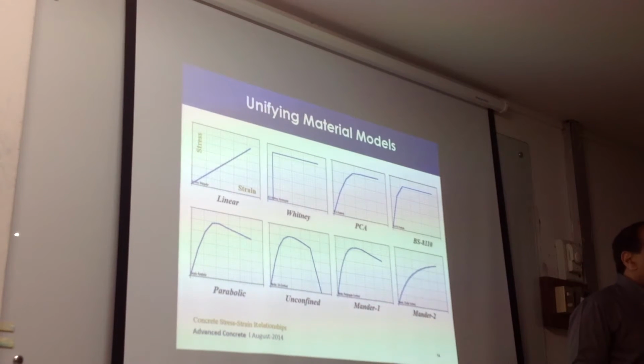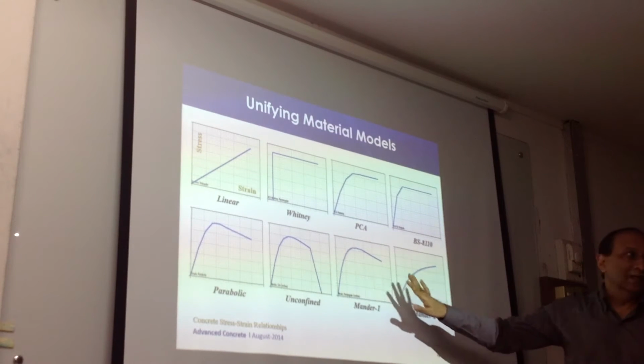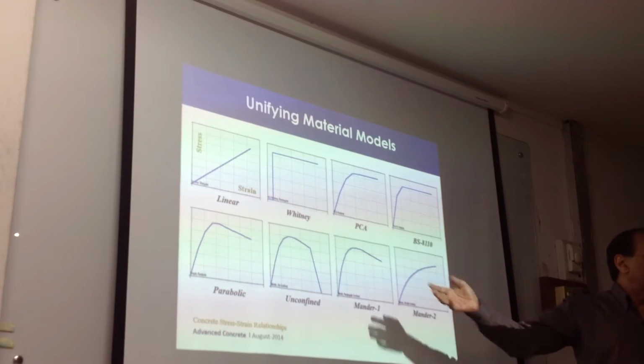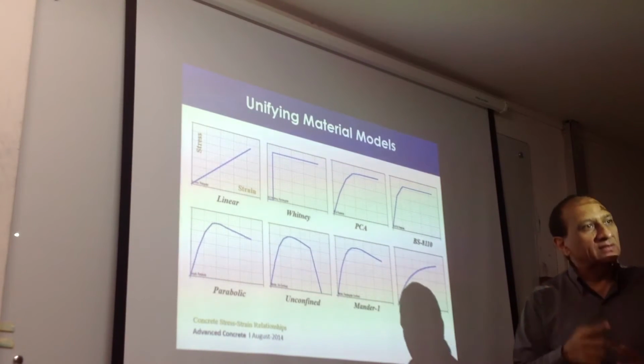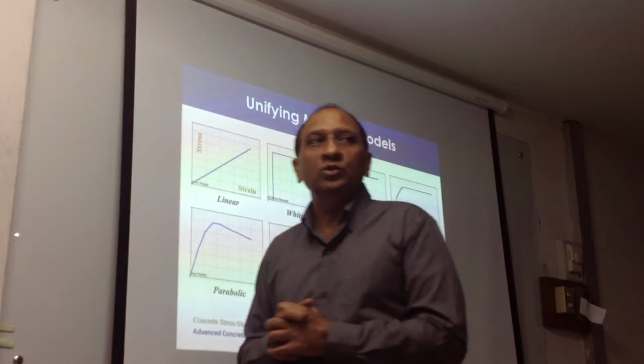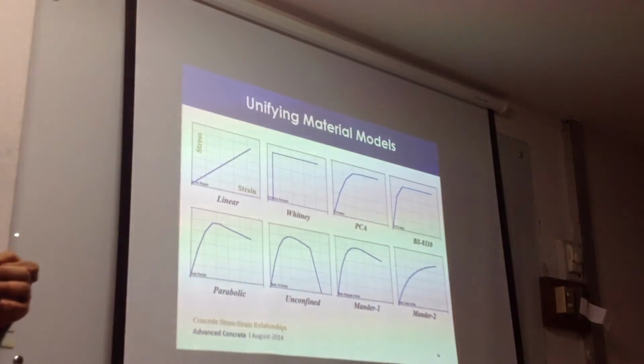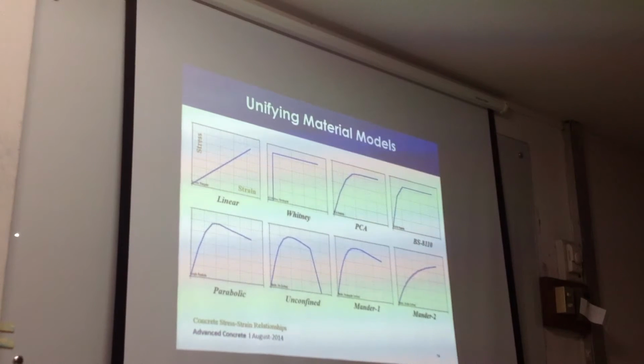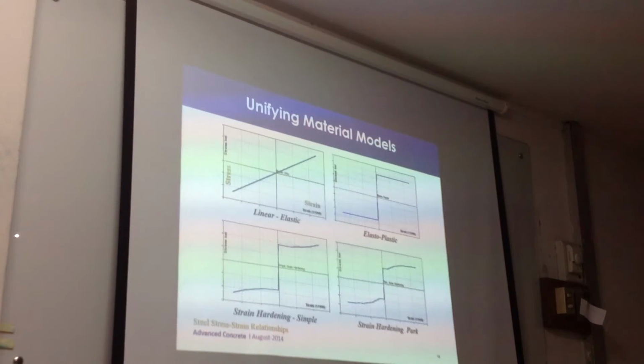Correct? So that means now we can combine all of the different codes, PCA, PS, and Whitney, and Mender, and non-Mender, everything into a single formulation. We don't need to worry about what concrete curve we have to use, because it's just a curve. Same for the steel. Right?